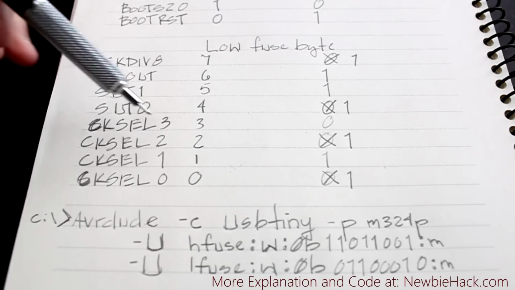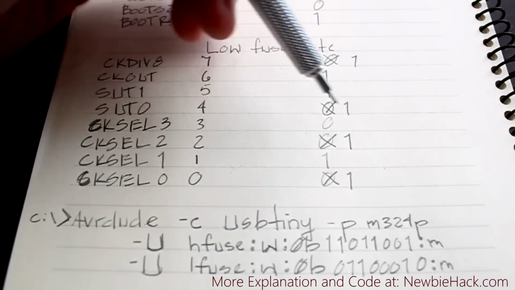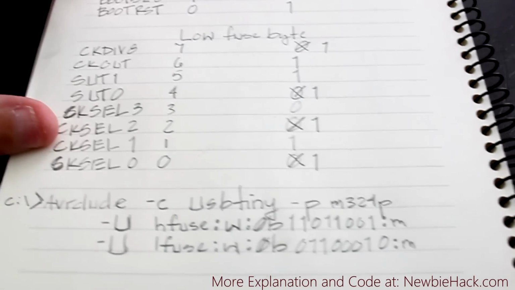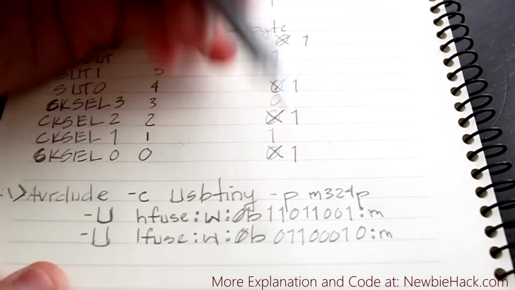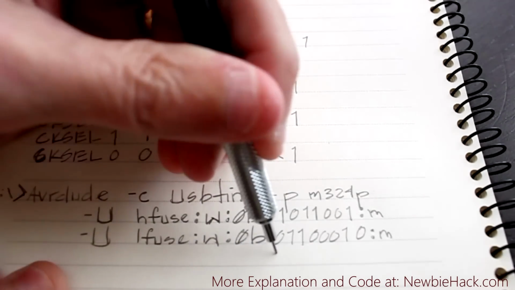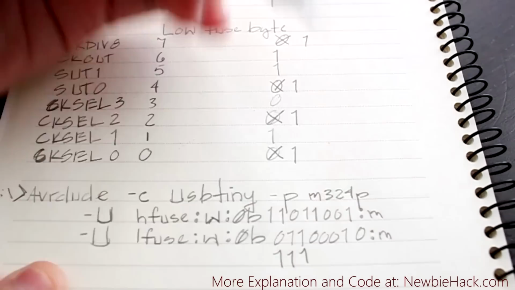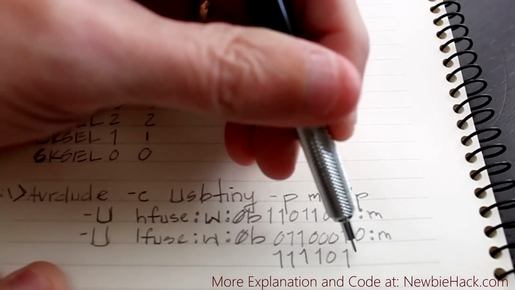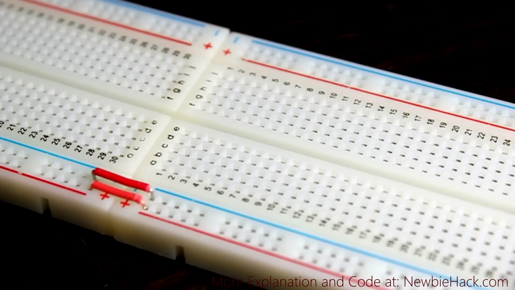And clock select 3, 2, and 1 is 0. Mark that one out. 1 and 1. Now we need to change the low fuse number. It's actually all ones except for 1, 0. 1, 1, 1. 1, 0. 1, 1, 1.